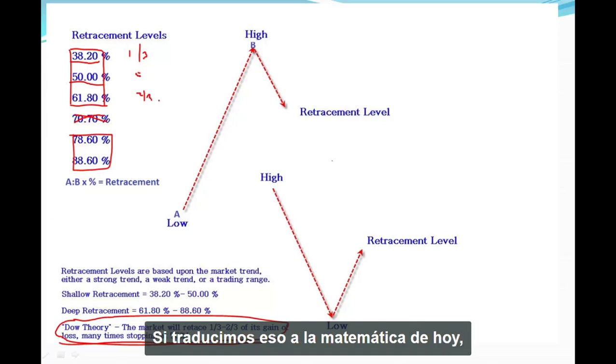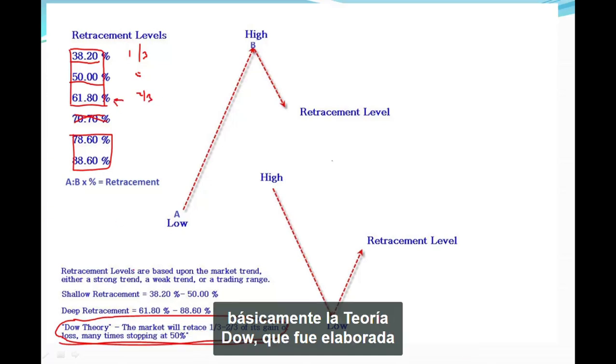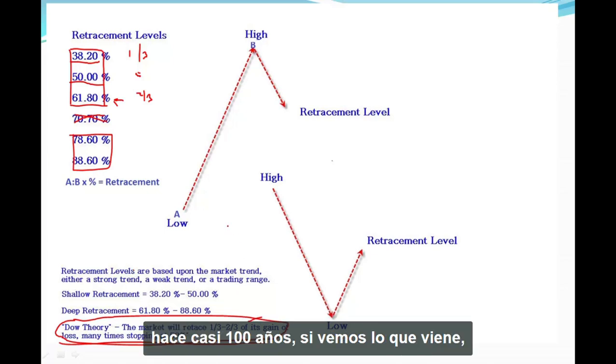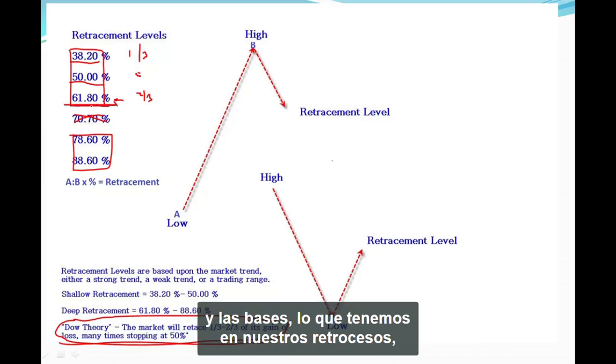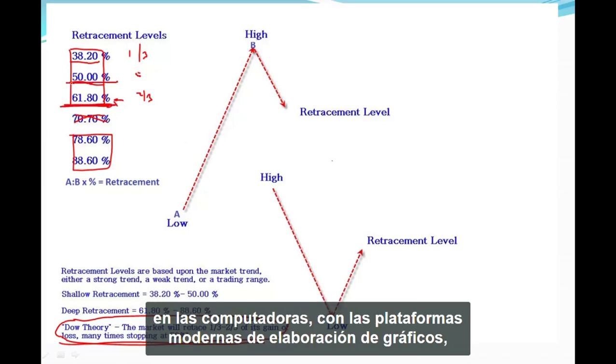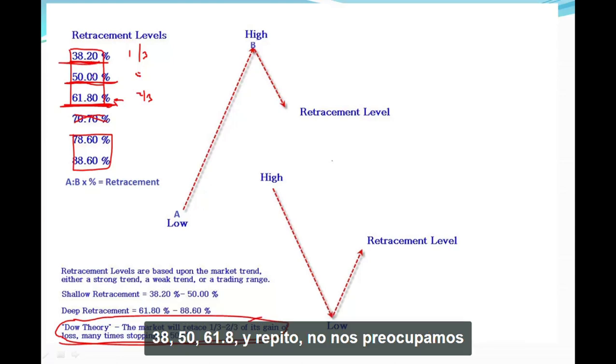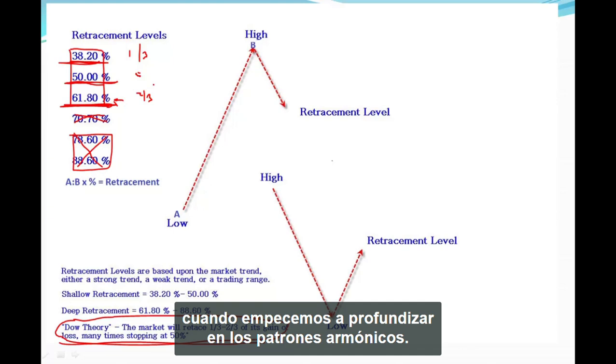If we translate that to today's math, the Dow theory that was put together nearly 100 years ago, coming forward to what we have on our retracements on the modern day charting platforms, is 38, 50, 618. Again, we're not going to worry about all these other relationships. We're going to talk about that in the future when we start getting into the harmonic patterns.